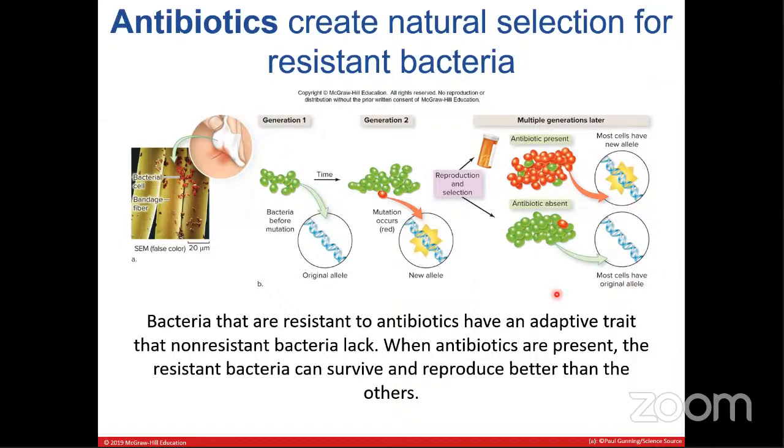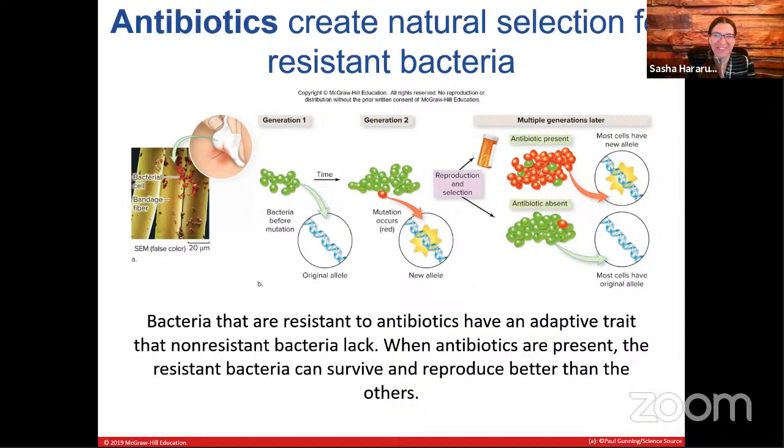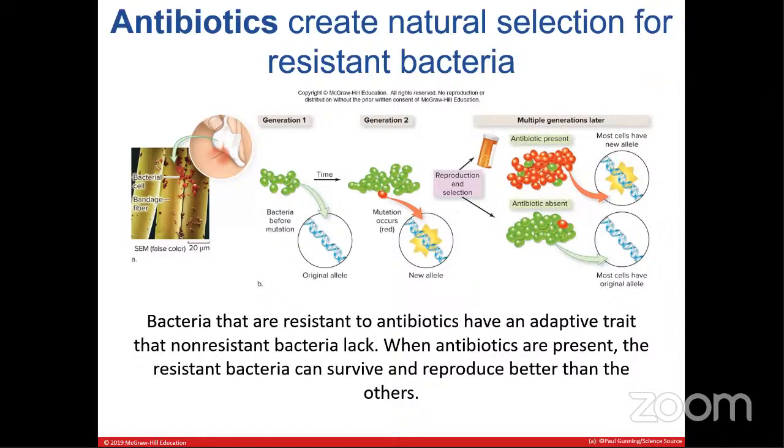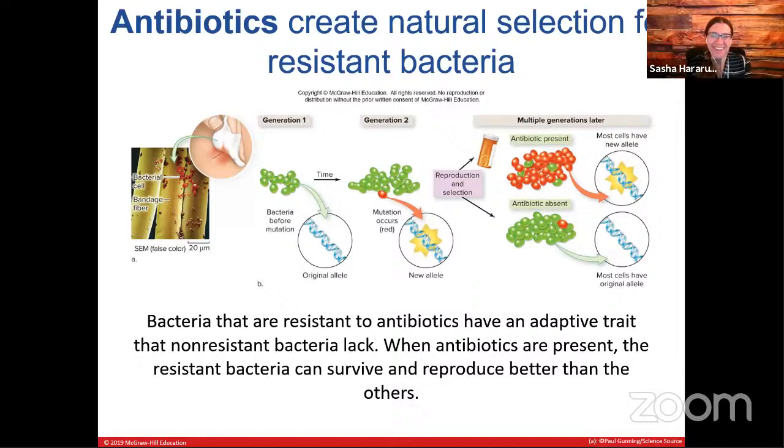So we're at a pretty significant disadvantage because bacteria can mutate so quickly. Well, yeah, unfortunately. Bacteria can mutate much faster than our cells, because they reproduce like every second or so.